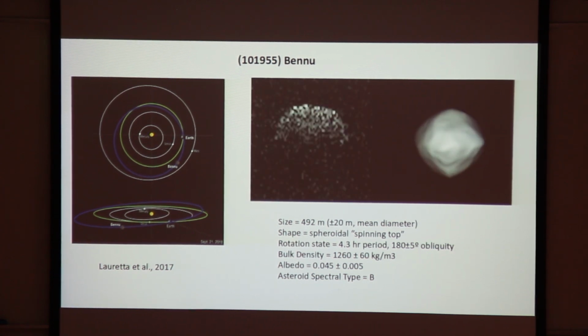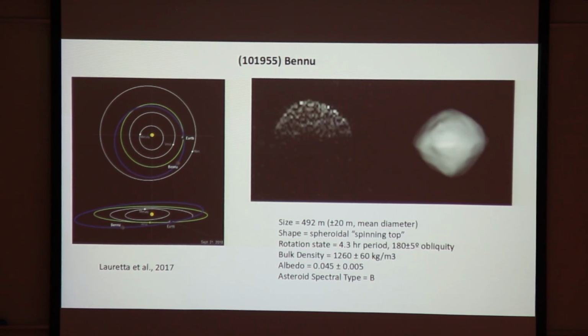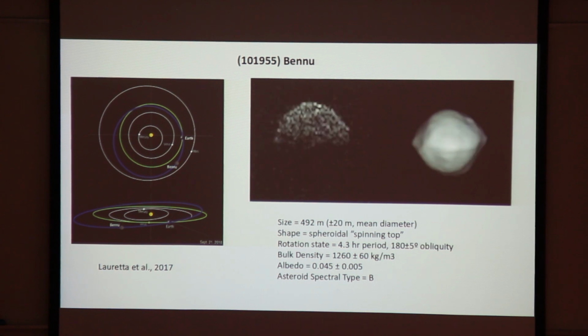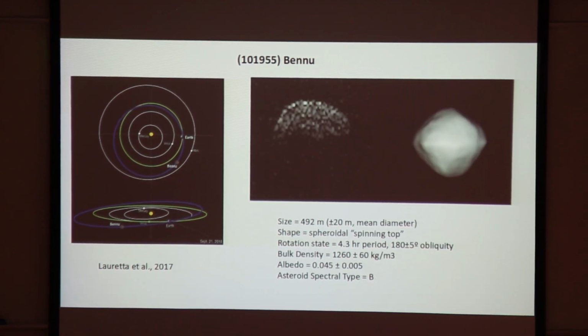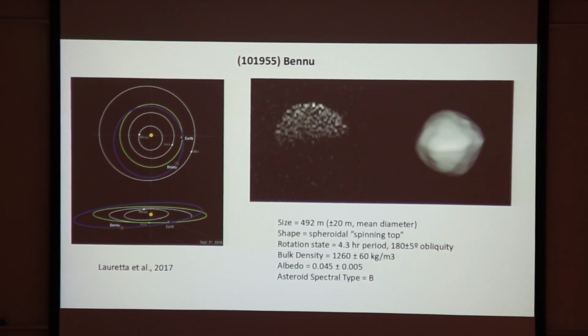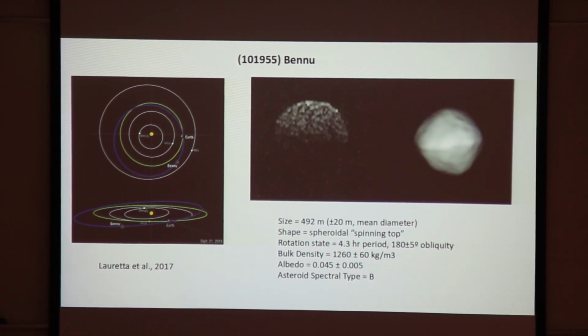It's around that, so it has an obliquity of more than 180 degrees. So this is what you see in the radar measurements and the reconstructed shape model here. And one of the special results we got was the measurement of the density of the spacecraft using a technique that was never used before.